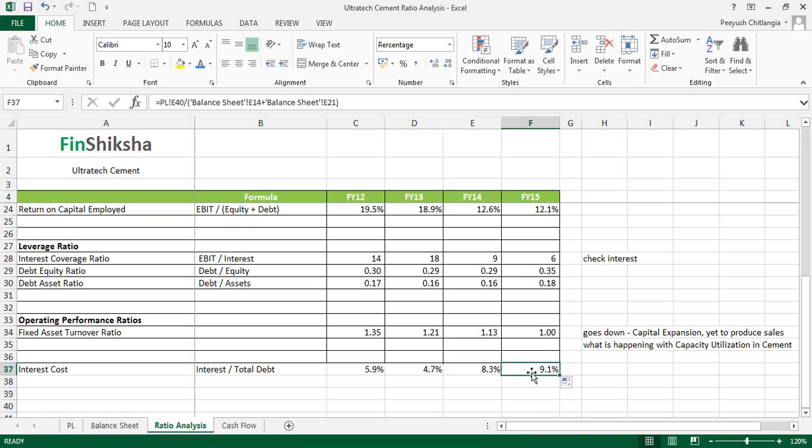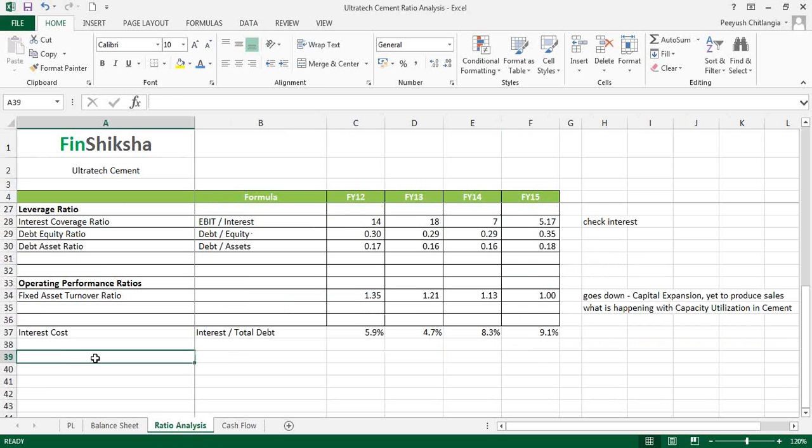So we get 9.1% as the cost. That gives a better, realistic understanding of what's happening. Similarly here we'll convert it to PNL E40. And we realize that the interest coverage ratio also goes down a little bit. So there seems to be some sort of a movement there as well.